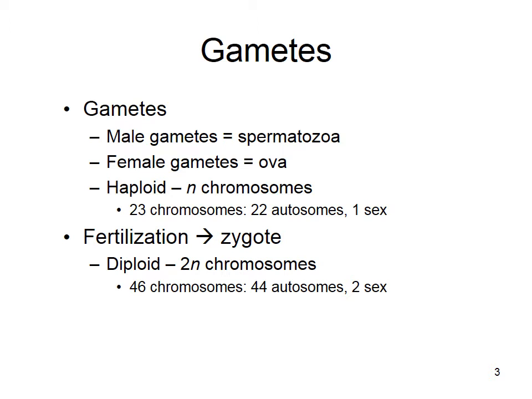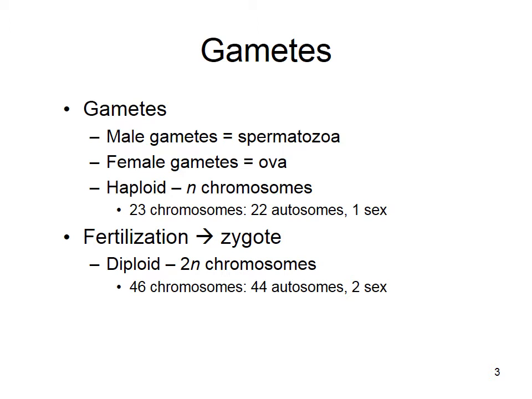Okay, both sperm and eggs are what is called haploid. So they have half the number of chromosomes, or N chromosomes, of all our other diploid cells. So all of our other body cells are diploid. They have two sets of chromosomes. Okay, our gametes have one set of chromosomes. So for humans, our gametes have 23 chromosomes total. 22 of those are autosomes, and one is a sex chromosome.